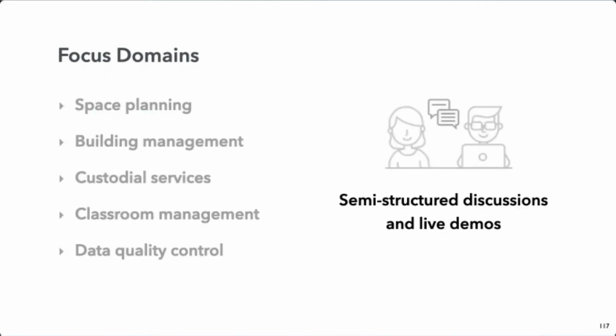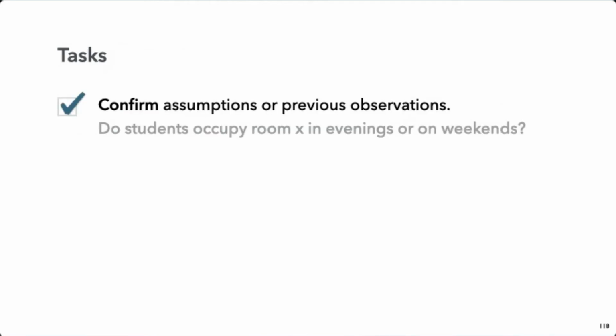So methodologically, we did this with a lot of semi-structured discussions and a lot of live demos in the spirit of iterative refinement, where we built a lot of tools as we went and then asked people questions about them. So some of the tasks were things like confirming assumptions or previous observations, right? Like for the facilities management people, are students actually in various rooms, say on evenings or weekends? For the janitors, would it be useful to go in and discover you had to clean up rooms if students were in them at unanticipated times?